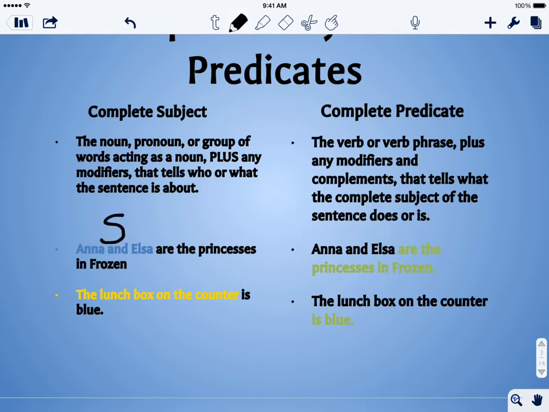The lunchbox on the counter is your complete subject. On the counter is a prep phrase that's describing the lunchbox. So because lunchbox is your simple subject and it has something describing it, that's all part of your complete subject. Your complete predicate is the verb or verb phrase plus any modifiers and complements that tells what the complete subject does or is. Here are your complete predicates.